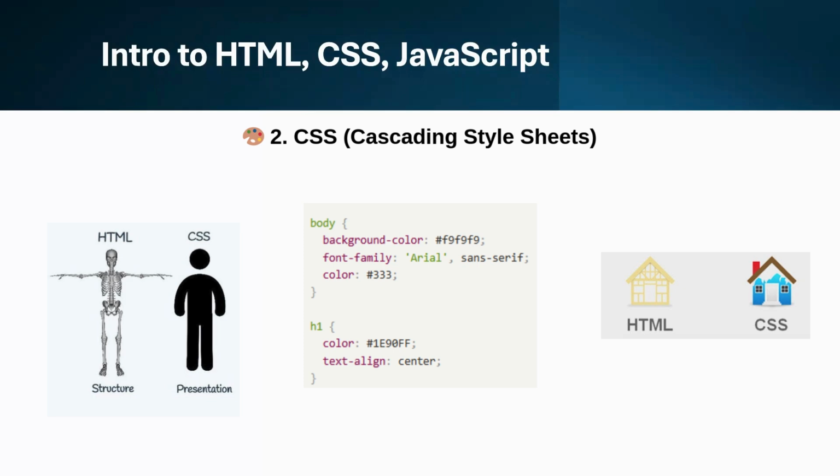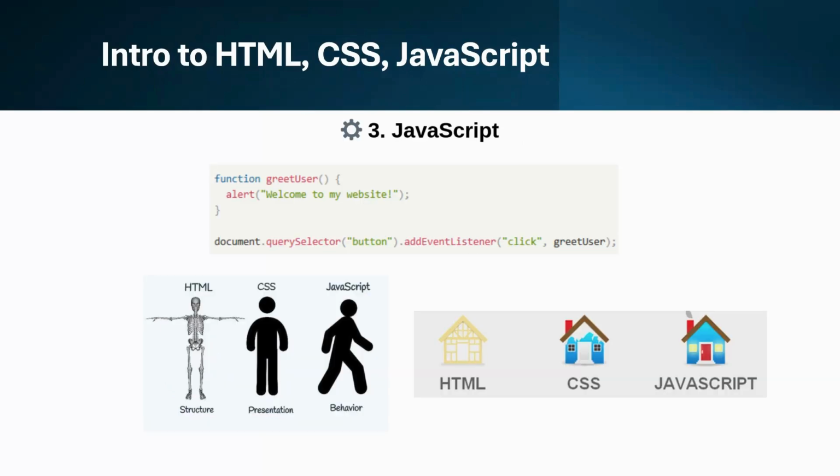Look at this example here. We have the body, and we can do a background color. Make sure you know the code of that background color. We've got font family, Arial, maybe you like sans or something, and then the color. And then you can also see in the header 1, we have color and text-align, which is the center, all right?